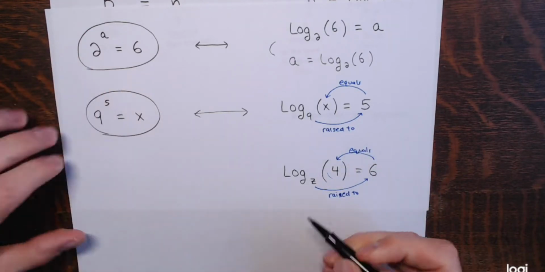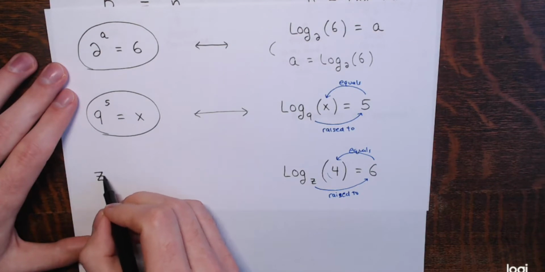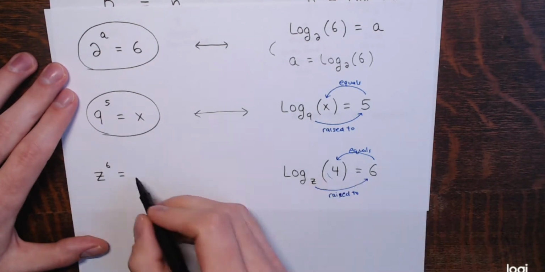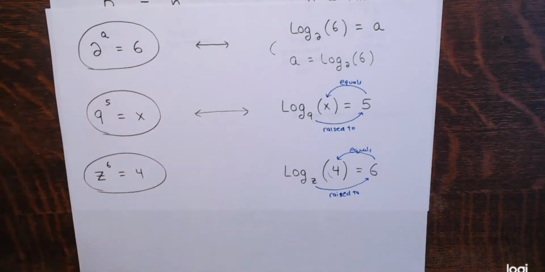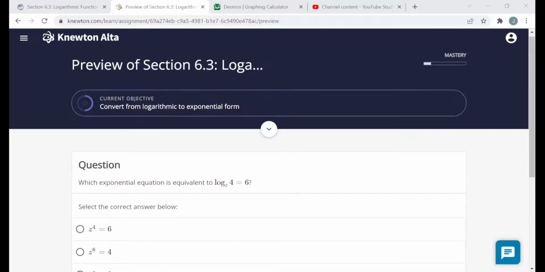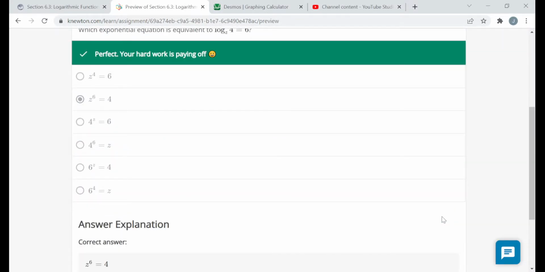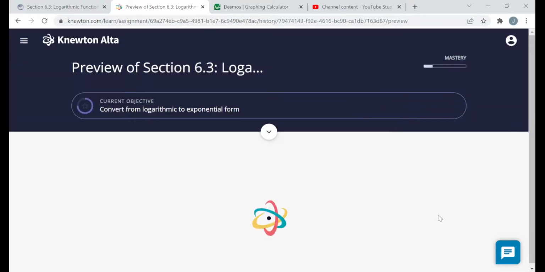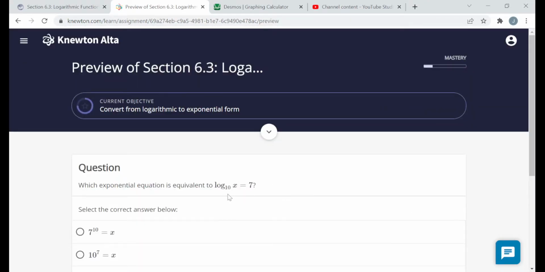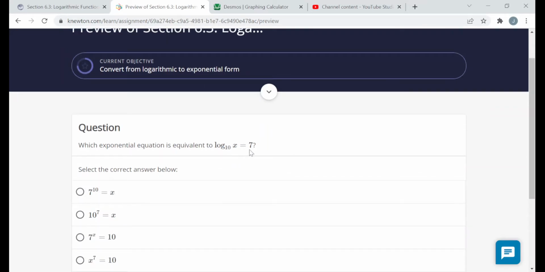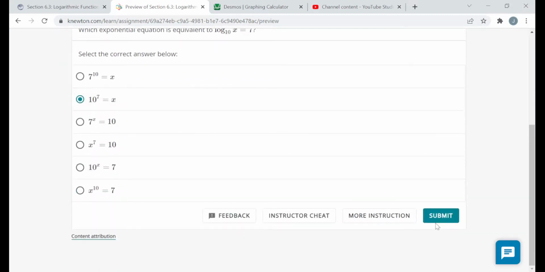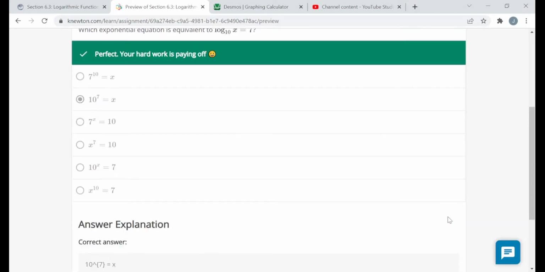So z to the 6th power equals 4 is the equivalent exponential statement. So that's the second option here. Great. All right, this one now, see, sometimes the 10 will be there, sometimes it won't. Just remember, if it's just log without a base, it's base 10. So this would be 10 to the 7th power equals x. So this second option here, like I said, very quick after you've written out a few and gotten some practice in.